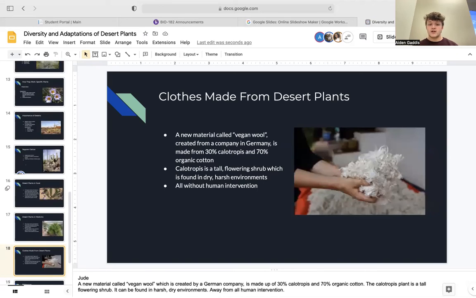Desert plants can be made into clothes. So an example is a new material called vegan wool, which is created from a company in Germany. It is made from 30% calotropis and 70% organic cotton. Calotropis is a tall flowering shrub, which is found in dry and harsh environments. And this is all without human intervention, so very little rain and no care to it.